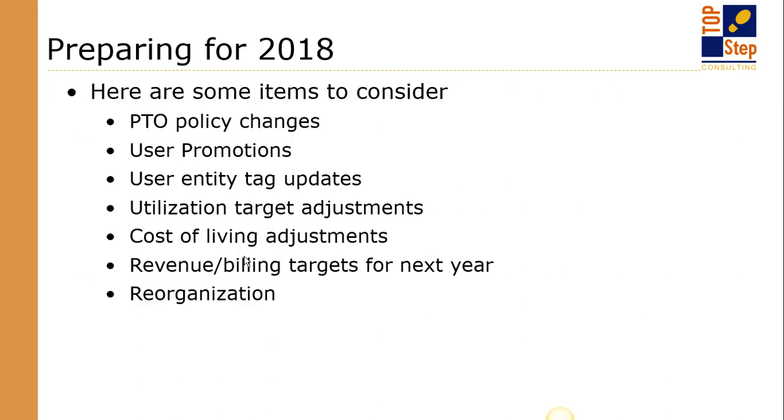So again, some things to consider as you're thinking through next year. We talked about any PTO policy changes. We want to make sure that those are reflected in OpenAir. User promotions: a lot of companies go through year-end and they may use different promotions where an analyst becomes a senior analyst or a consultant becomes a senior consultant. If you're tracking that sort of title inside of OpenAir at the user level, you'll want to make sure that OpenAir is reflective of those updates.